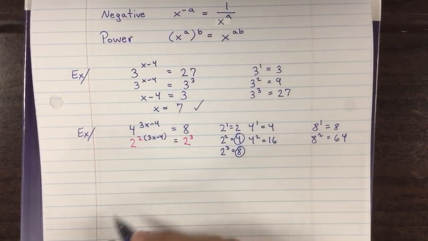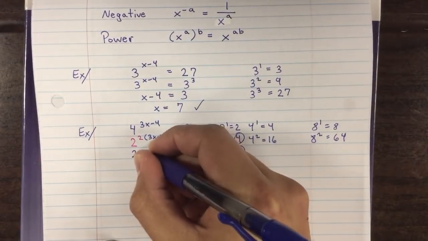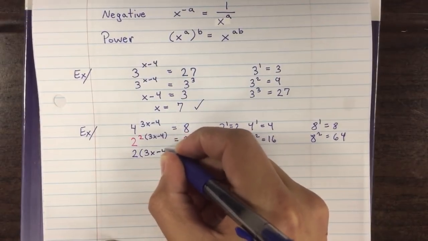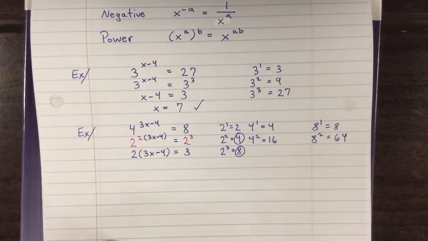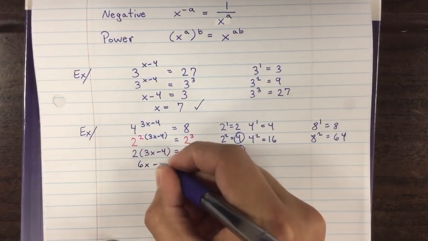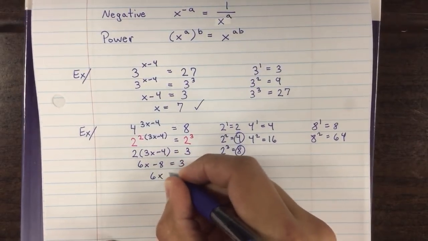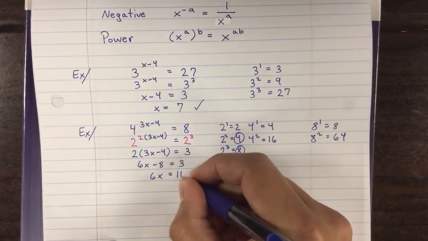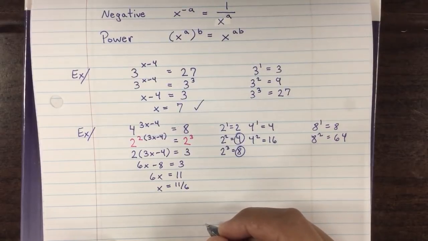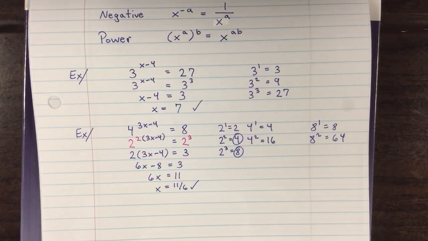Perfect. So you have the same base. Go ahead and drop the bases. So drop the power. The bases cancel out. Just drop your power. And then go ahead and solve for that. So distribute the 2. And then just reverse PEMDAS. Add the 8. So that's 11. Divide by 6. We get a fraction, 11 over 6. Go ahead and check your work. It'll come out to be true. Okay?